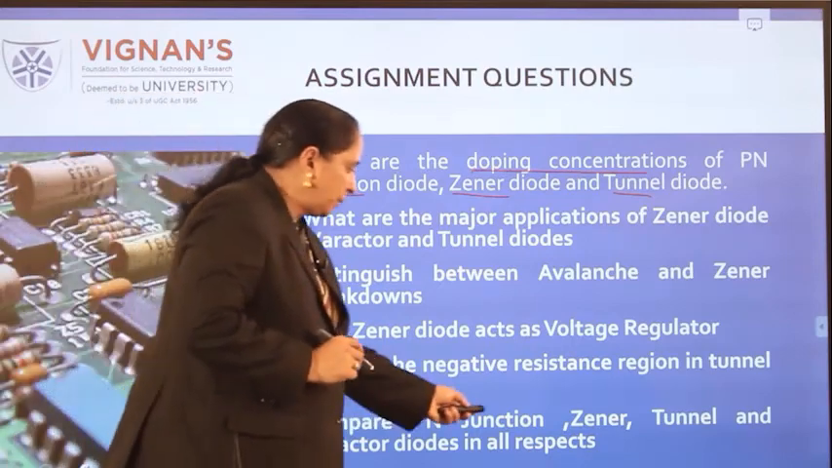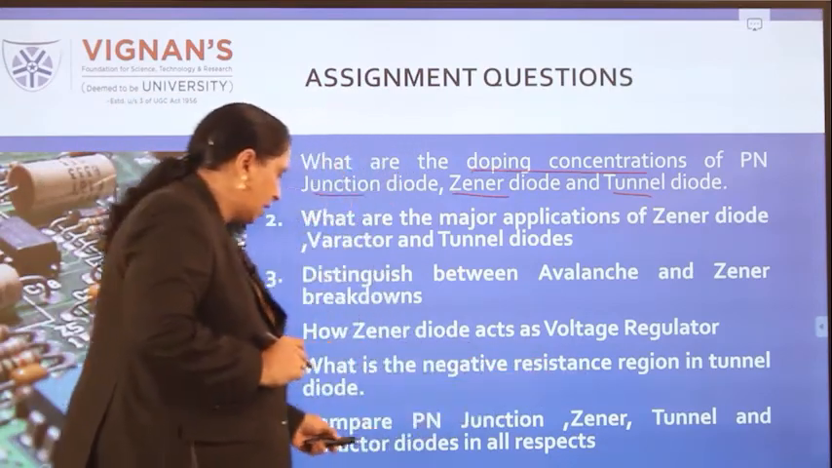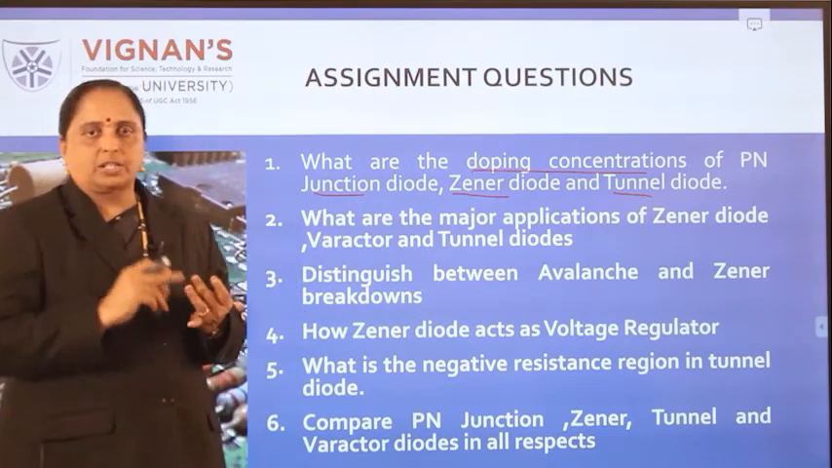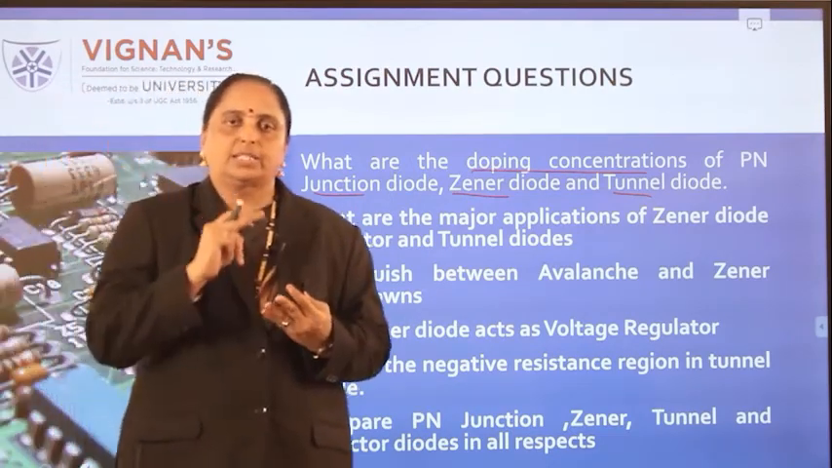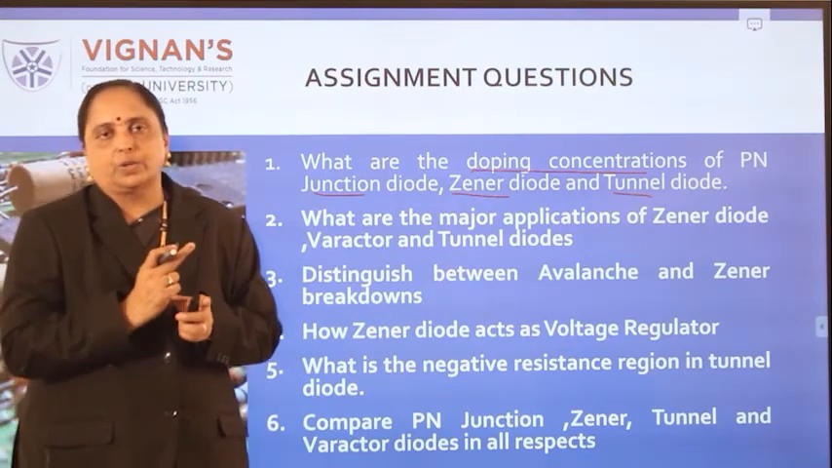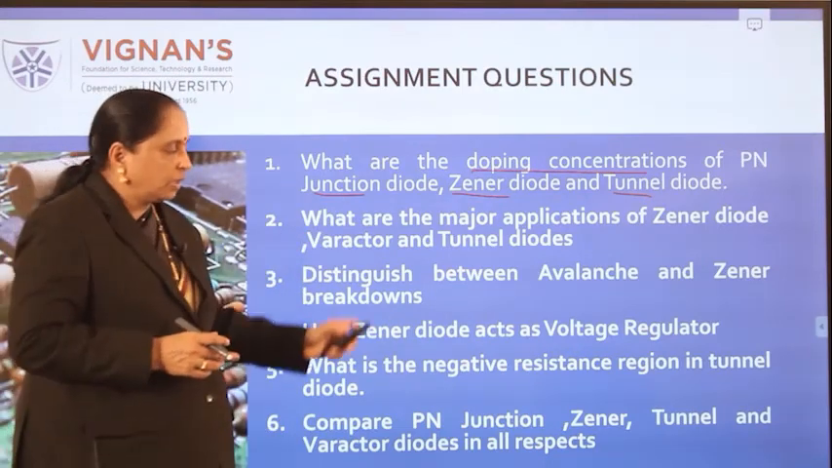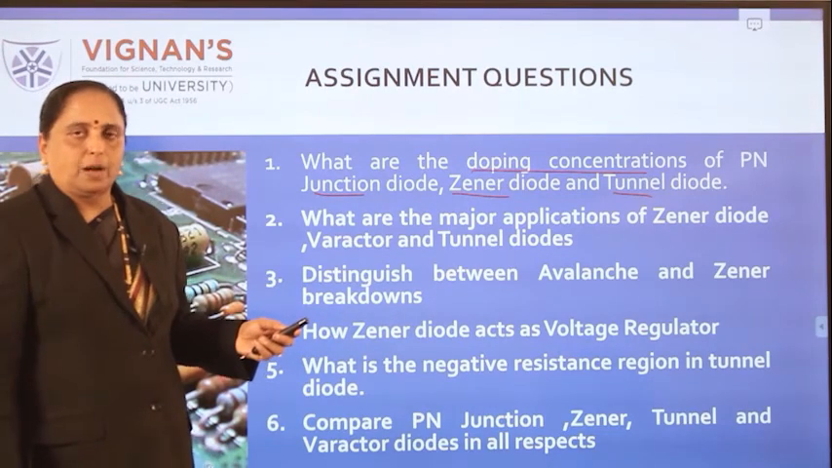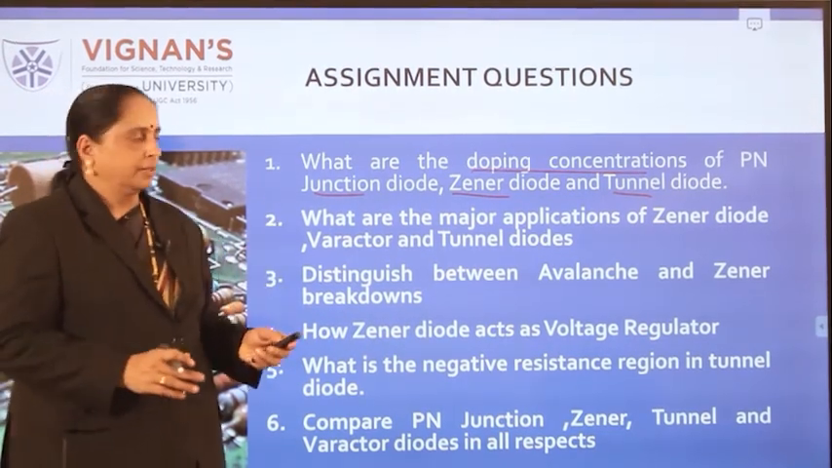Then compare PN junction, Zener, tunnel and varactor diodes in all respects, starting from the construction, doping, advantages, disadvantages, applications, symbols, equivalent circuits, etc. You compare all these diodes in a table, or you can draw it on a chart.